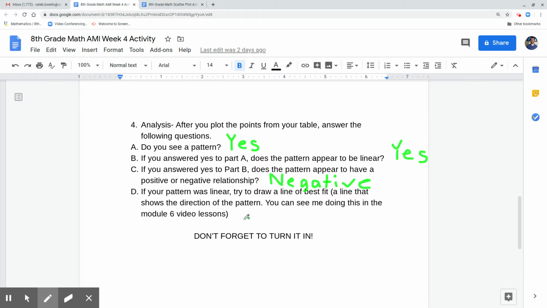And then last part, D. If your pattern was linear, try to draw a line of best fit. And that part I did while I was showing you guys the video. So that's everything you have to do. Now, once again, I feel like the toughest part is probably just coming up with your table and your data to draw and then deciding on the scale.